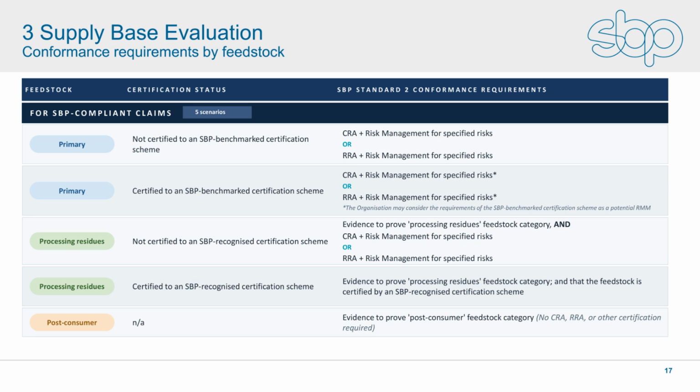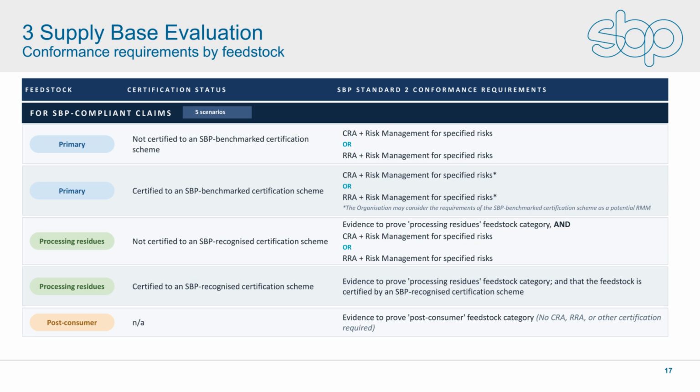The key takeaway from this table is that for primary feedstock and processing residues, what the organization needs to do is directly shaped by whether the incoming feedstock carries a certification claim. Certified feedstock with a real FSC, PEFC, or SFI claim from the supplier reduces the risk assessment workload, and for processing residues can replace the risk assessment and risk management processes entirely. Uncertified feedstock always requires the full CRA or RRA plus risk management route.